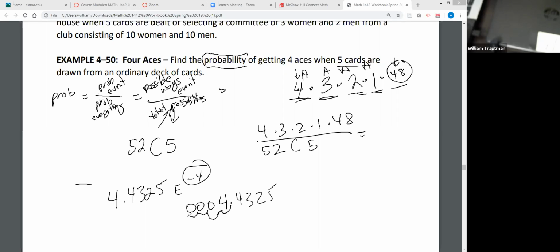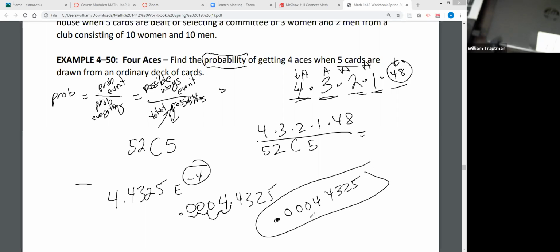1, 2, 3, 4. So the probability of me getting 4 aces, and it doesn't matter what the last card is in that 5th spot, I still have 4 aces, is very small, right? The probability of me getting 4 aces is very small. That's a very small probability.